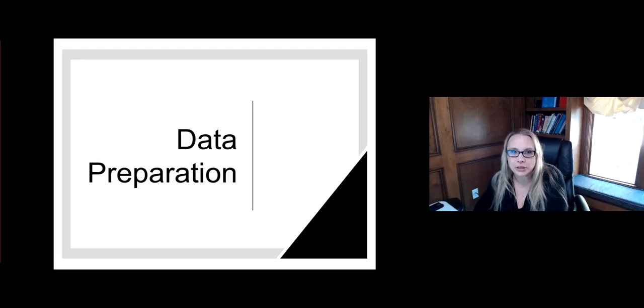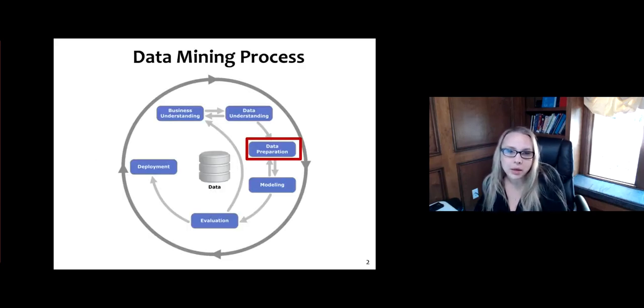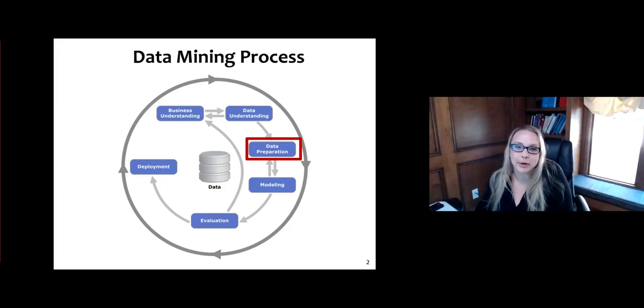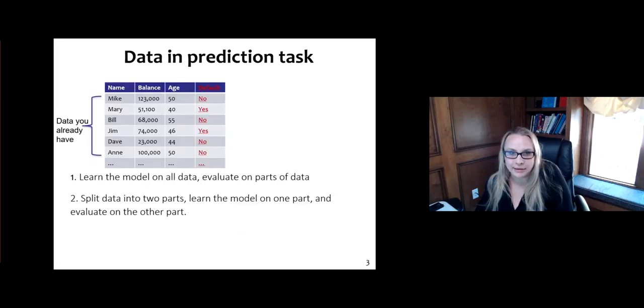This presentation discusses data preparation for your data modeling projects. This graphic is a brief overview of the CRISP-DM process. The data preparation phase is going to come after we have some understanding of our data, which will lead to our exploratory data analysis.